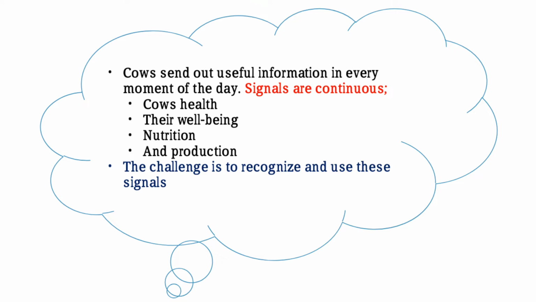At every moment of the day, cows show signals that alarm the owners. They may be about the cow's health, well-being, nutrition, and the production of the animal. For example, when it is milking time, the cow alarms the owner that this is the time to milk. The challenge is only to recognize and use these signals for the particular purpose.